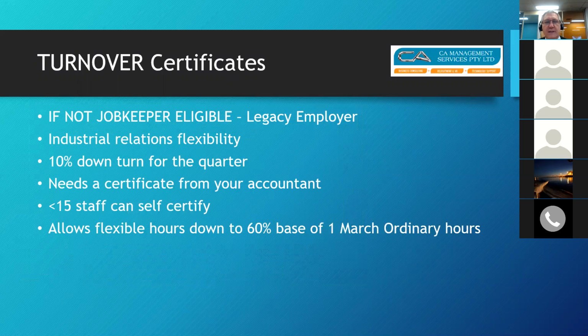Okay. One last thing which is not covered under most of the JobKeeper things is if you're not eligible and you're a legacy employer, all of the Fair Work Act rules and things revert back to being normal. So the flexibility that was given to us during COVID disappears. So you can't stand people down and all of those rules revert back to standard unless you've had a 10% downturn for the quarter. If you have had a 10% downturn for the quarter, you need a certificate from your accountant to actually say that you're down by 10%.